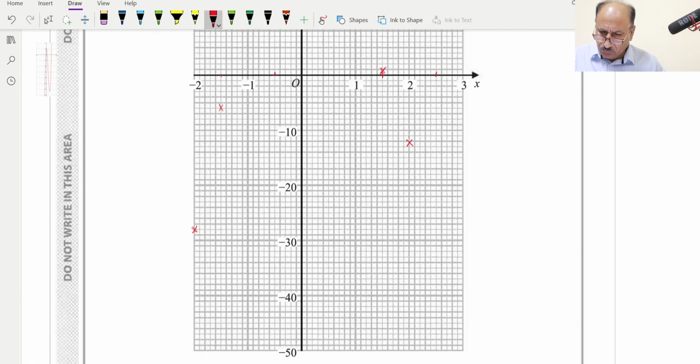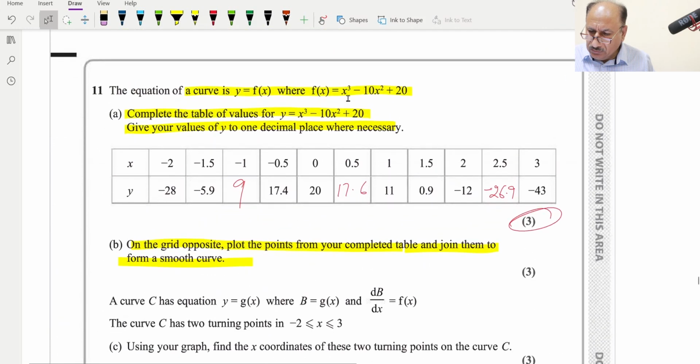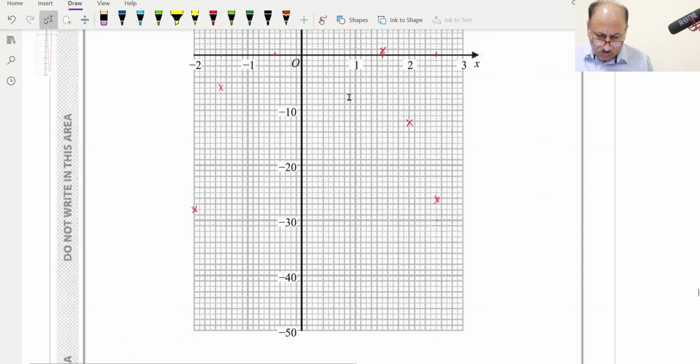And 26.9 for this one we can check. 20, this is 30. So 29, 28, 27, 26. So roughly around here. Then next is 3 and minus 43. So minus 40, minus 41, 42, 43 will be over here.